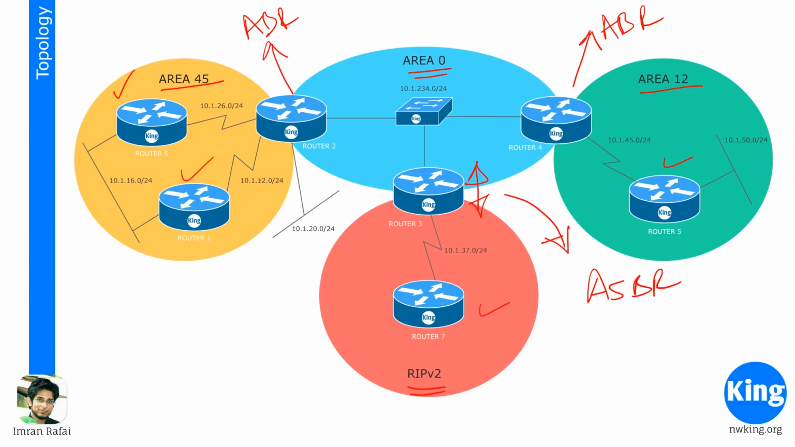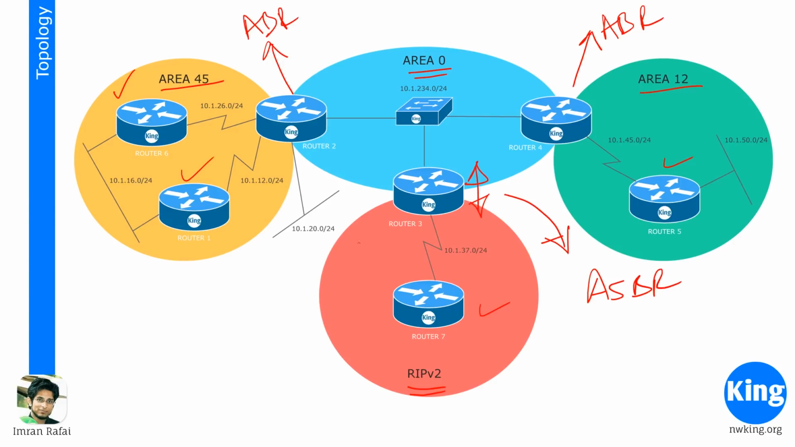Router 1 and 2, so the third octet has to be 12. Between 1 and 6, the third octet is 16. Between routers 2, 3, 4, it is in ascending order, 2, 3, 4, in the third octet. This is 3 and 7, so network 37. 4 and 5, network 45, right?